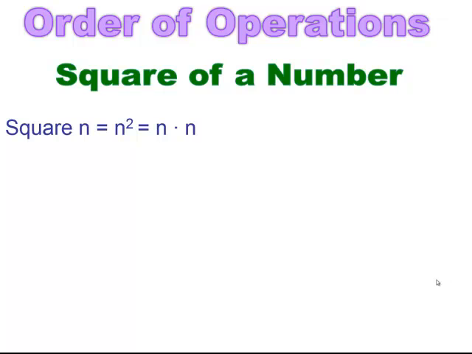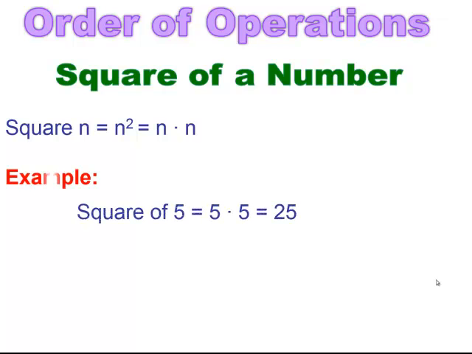The next definition is a square of a number. If you have a number n and you square it, you have an exponent of 2, which means I'm multiplying it to itself 2 times. So a square is a number that is multiplied to itself 2 times. A square of 5 would be 5 times 5, which would equal 25. This 25 is known to be a perfect square, and it's a perfect square of 5.